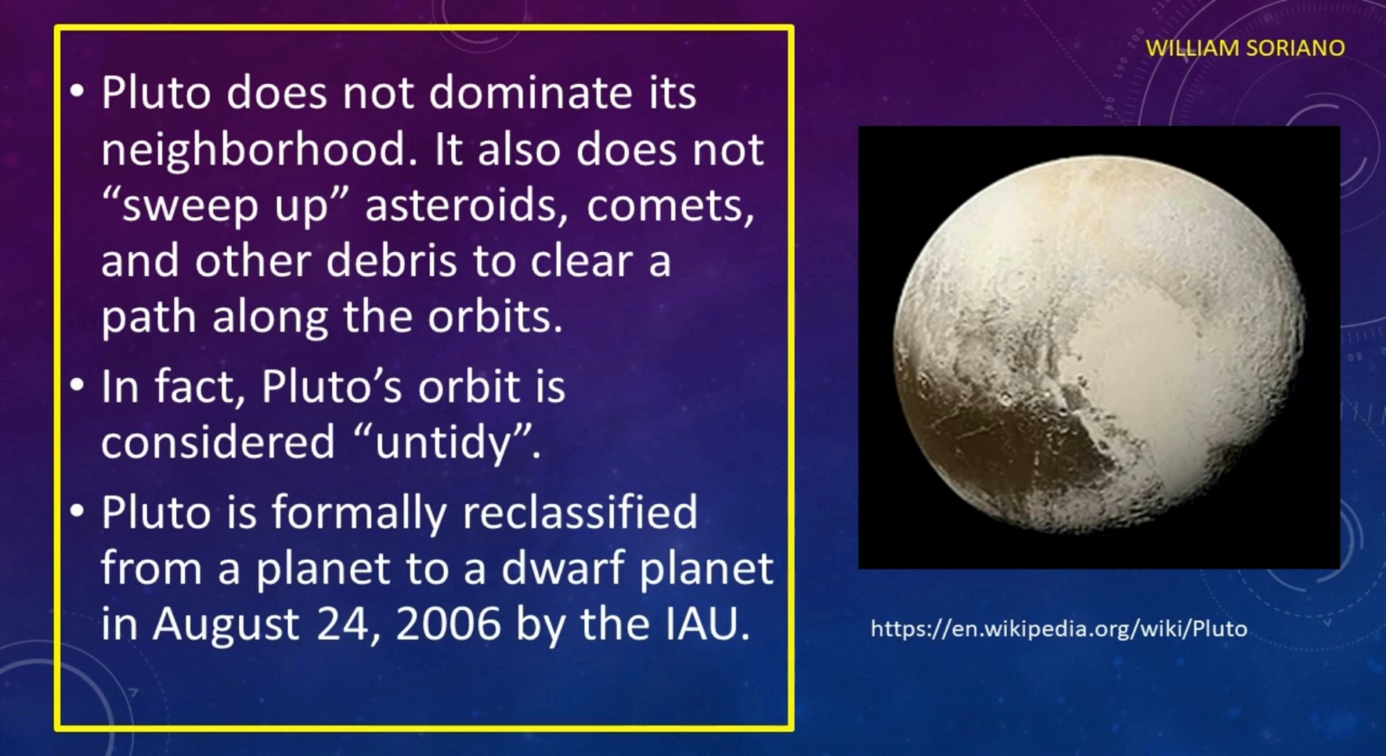Pluto does not dominate its neighborhood. It also does not sweep up asteroids, comets, and other debris to clear a path along its orbit. In fact, Pluto's orbit is considered untidy. Untidy means not arranged in order. Thus, Pluto was formally reclassified from a planet to a dwarf planet on August 24, 2006 by the IAU.